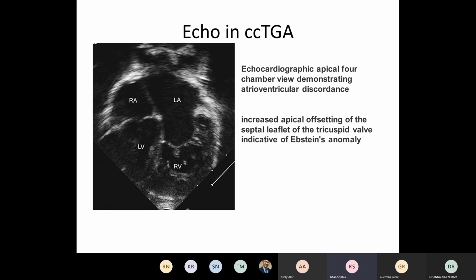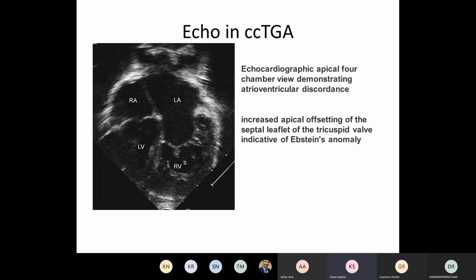When you do the echo, the main feature is that the offsetting of the valves is lost because the ventricles are inverted. So your left ventricle, morphological left ventricle I'll call it, is on the right. That means your mitral valve is also on the right, so that will be higher than the valve with the right ventricle on the left. This echo is extreme, but would be easier to notice, I guess, because the valve is obviously Ebsteinoid as well and quite low down in the ventricle.